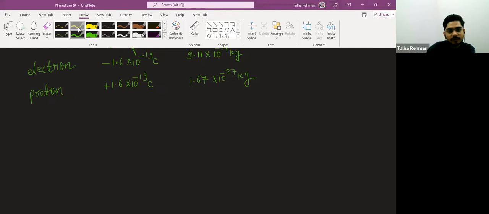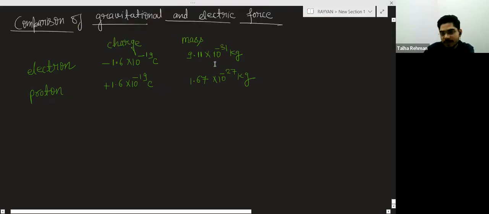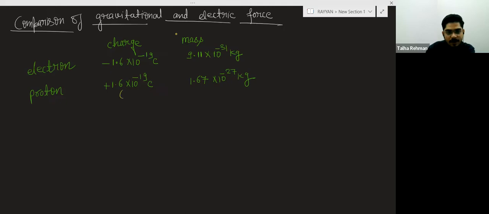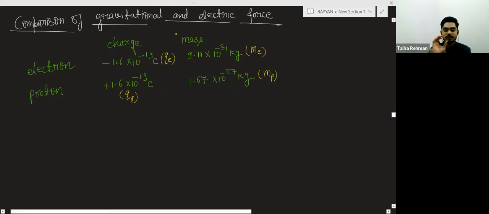Proton. Yeah, of course, because here it is 10 to the power minus 27 and here it is 10 to the power minus 31. So the greater the minus power, the smaller the whole value will be. So basically, this is the charge on proton, this is the charge on electron, this is the mass of electron, and this is the mass of proton.